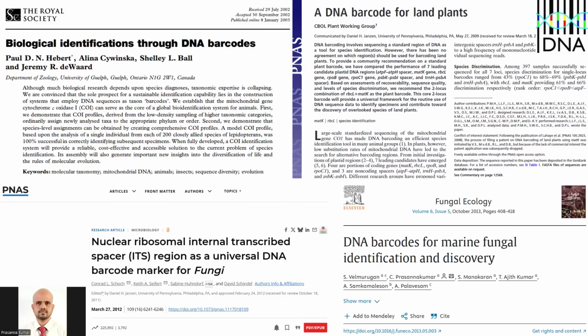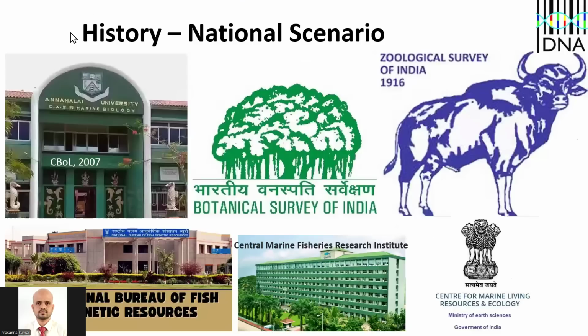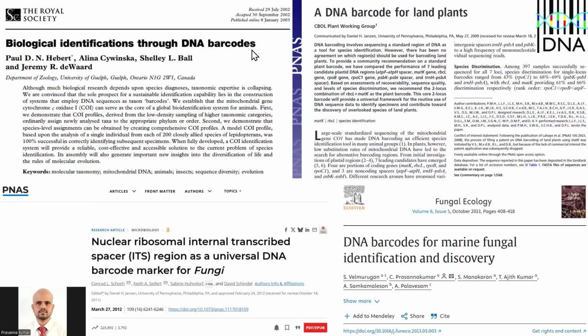Why put in the effort to barcode it and store it in a database? I will show you why. All those things were initiated because of this one paper, Biological Identification through DNA Barcodes. This is the paper that fired up the entire scientific community on DNA barcoding. After this paper in 2003, in 2009 came the DNA barcodes for land plants. Here, the RBCL and MATK genes were proposed after inspecting nearly 51 different genes for their barcoding capability, and they identified that RBCL and MATK can be excellent barcodes for plants.